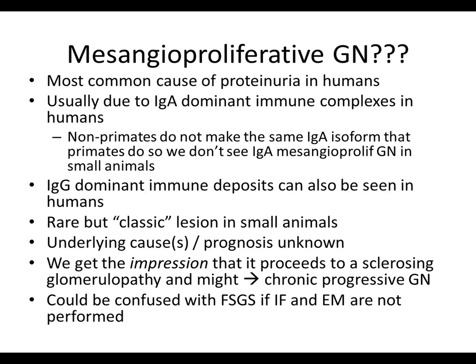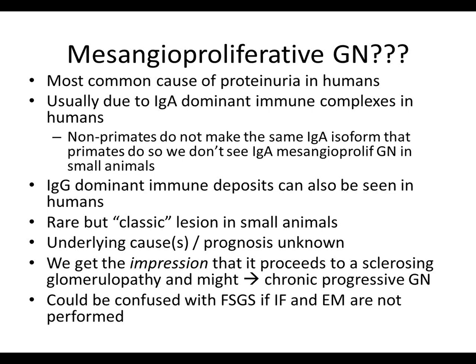It is actually one of the most common causes of proteinuria. I guess I should say one of the most common glomerulonephritides in humans. So I will change that before you all have access to this PowerPoint. But it is one of the most common diagnoses we get from humans with renal biopsy. That's because humans have a very high proportion of an IgA glomerulonephritis, and it's found predominantly in the Asian population.